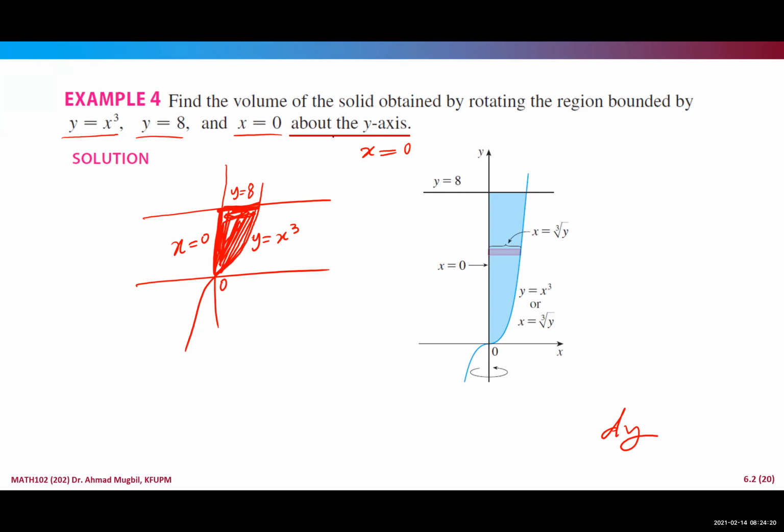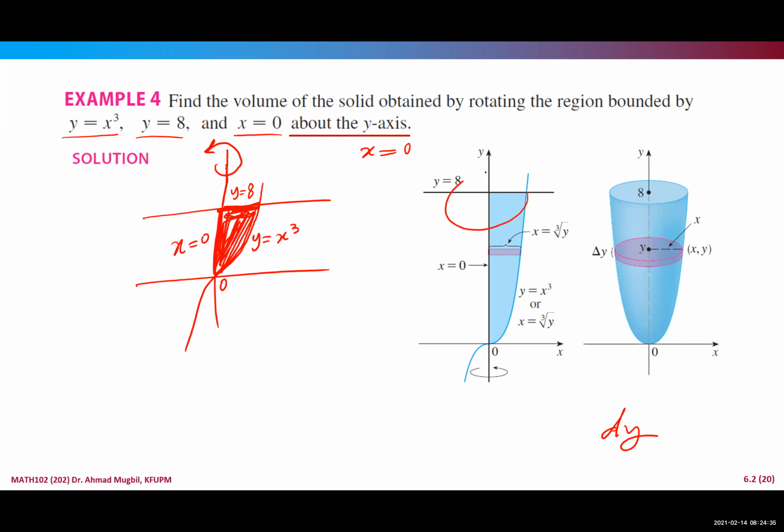Which axis are we rotating about? It will be rotated about the y-axis. So this is the axis of rotation. When you rotate it like this, look what you will have, how your solid looks. Because the axis of rotation is the y-axis, if you cut it horizontally, perpendicular to the y-axis, what will be the cross section? This will be the disk, the circular disk.